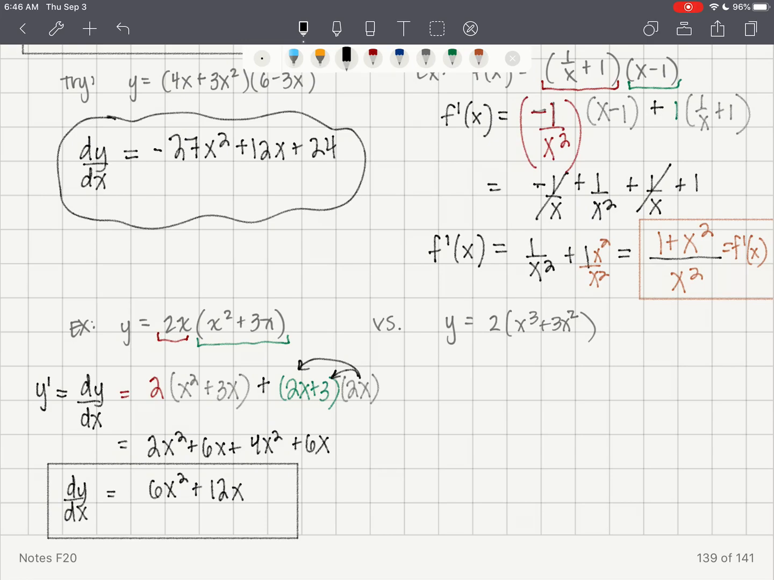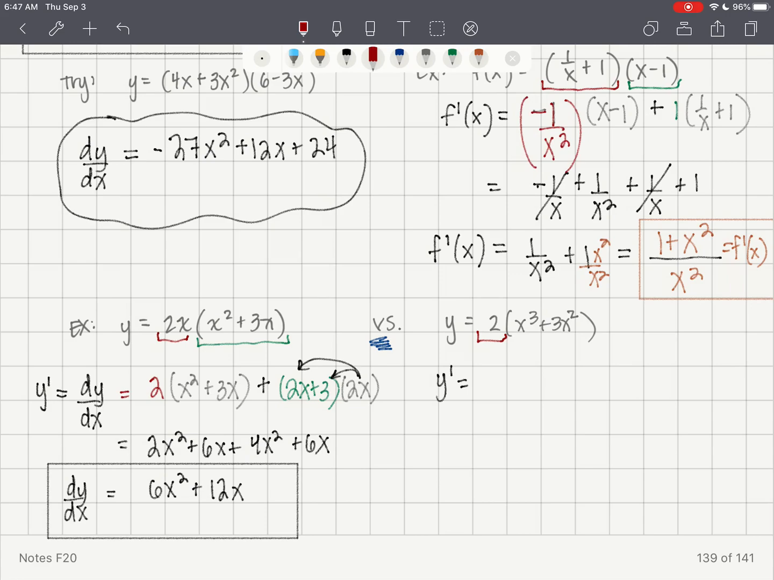Now, it says, this is versus. So now let's look at this one. And I'm going to do the product rule here because it's important for us to be able to do the product rule. So we know that this is the constant multiple rule right now. We can just take 2 times 3x squared plus 6x and be done with it.